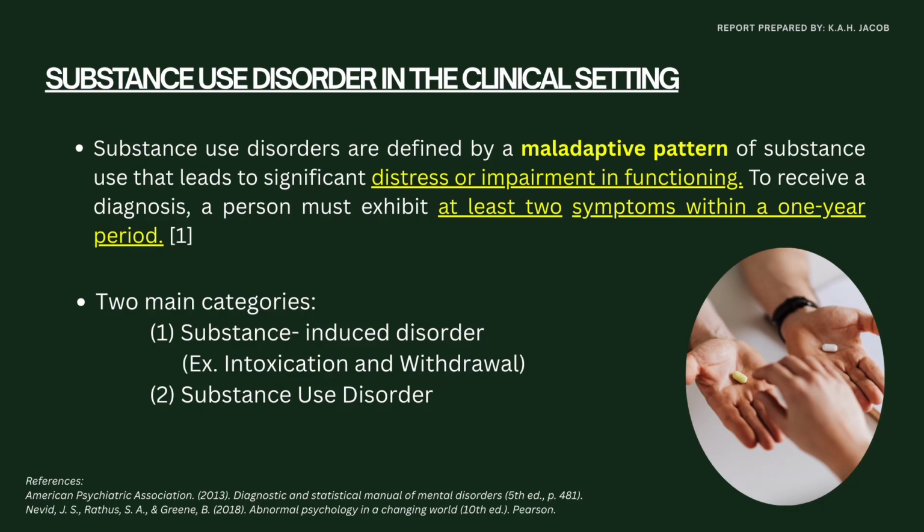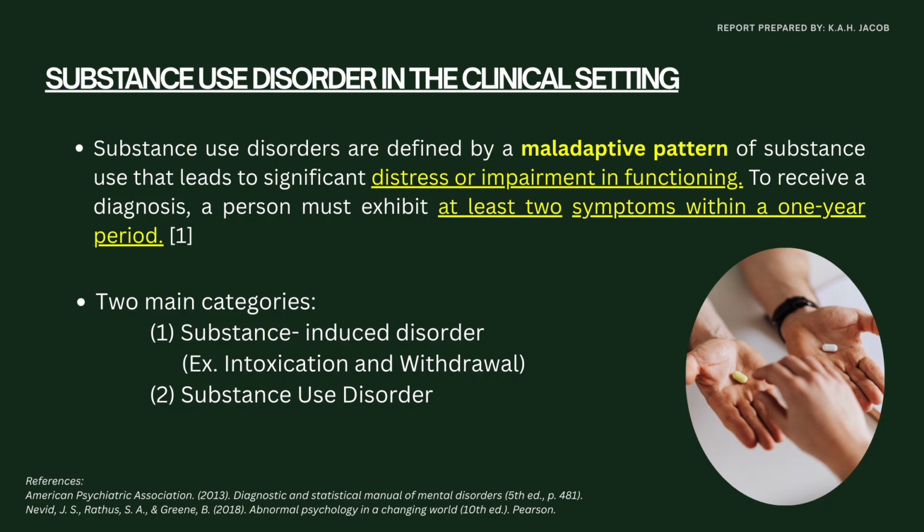So basically, according to DSM-5, substance-related disorders are classified not based on whether a substance is legal or illegal, but rather on how its use affects a person's physical and psychological functioning. As a result, substance use disorders are defined by a maladaptive pattern of substance use that leads to significant distress or impairment in functioning. So to receive a diagnosis, a person must exhibit at least 2 symptoms within a 1 year period.